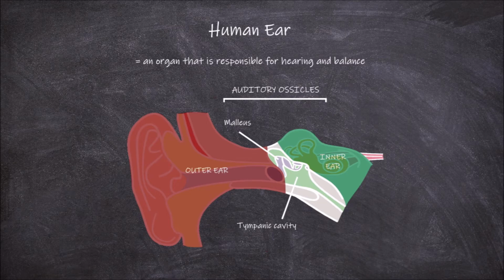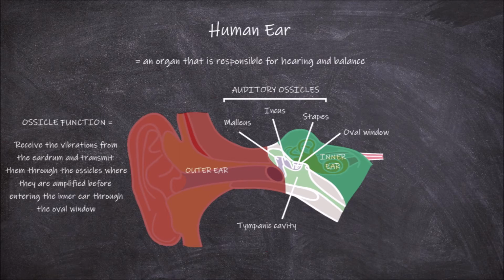It is also connected to the second ossicle, the incus, also known as the anvil because of its anvil-like shape. The incus is connected to the third ossicle, the stapes, also known as the stirrup due to the stirrup-like appearance at the end portion that joins to the oval window. These ossicles are attached by several stabilizing ligaments. The function of these ossicles is to receive the vibrations from the eardrum and transmit them through the ossicles where they are amplified before entering the inner ear through the oval window.